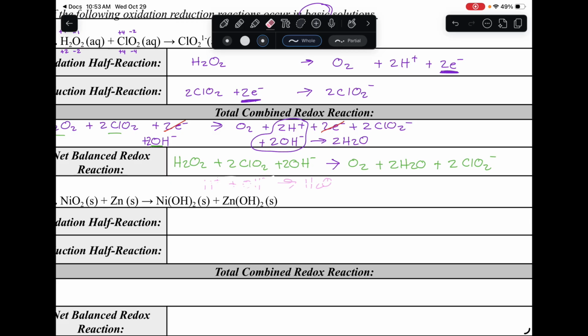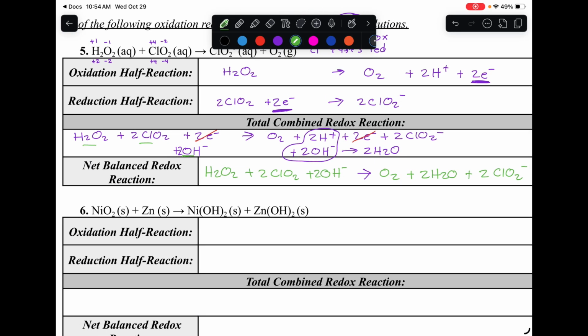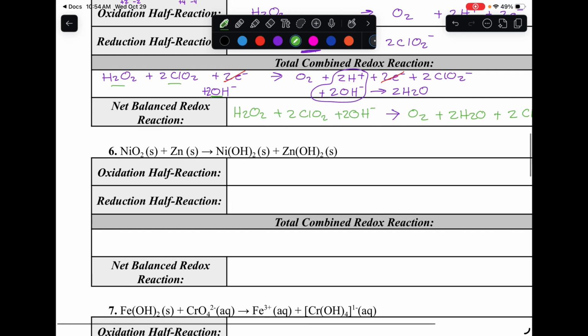If it was done in acidic solution, you just leave off that hydroxide step. But if it's in basic solution, you'd add the appropriate number of hydroxides to neutralize the hydrogen ions. And technically, in reality, that hydroxide was already there. We just needed to find a way to incorporate that into the problem, and this is the perfect step to do it in. All right, let's do the next one.